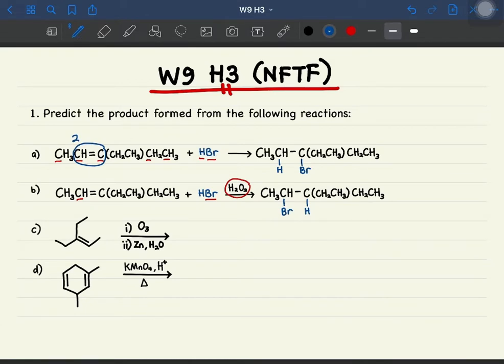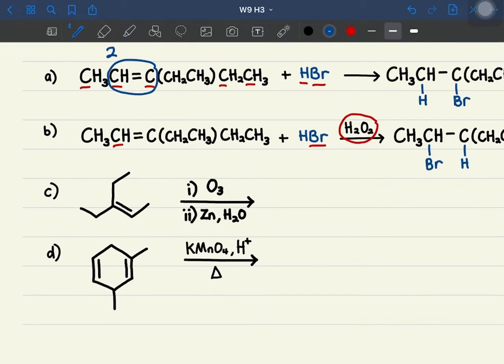Next for C, we have this alkene reacting with O3, and the second condition is zinc and H2O. If we look carefully at these reagents and conditions, we know that this reaction involves ozonolysis. Ozonolysis reactions involve oxidative cleavage, meaning we are going to cleave this bond and simply insert the O.